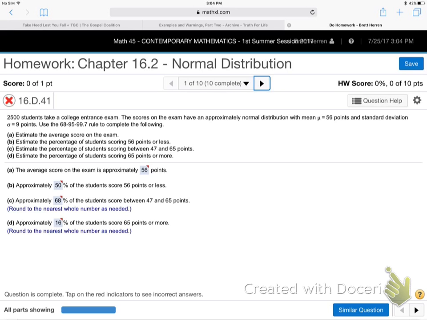All right, so same thing, more bell curves. 2,500 students take a college entrance exam. Scores in the exam have an approximately normal distribution. In other words, bell curve. With mean, the middle, 56, and standard deviation 9. Use the 68, 95, 99.7 rule.